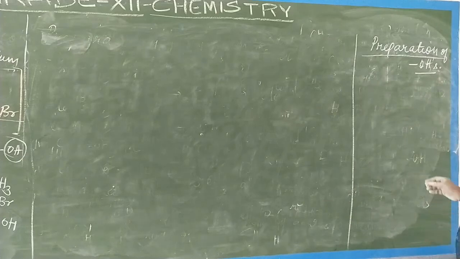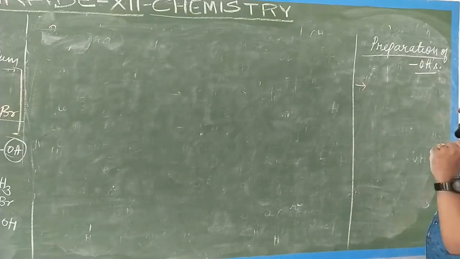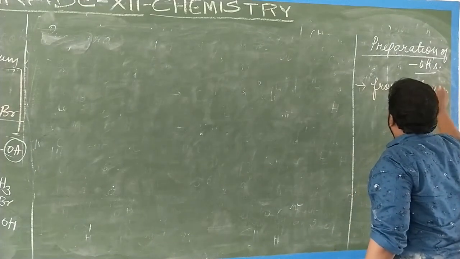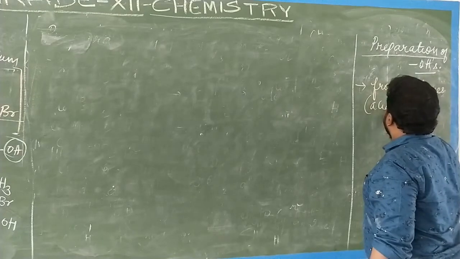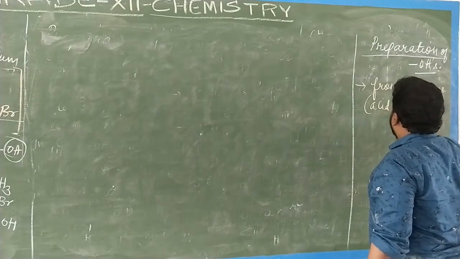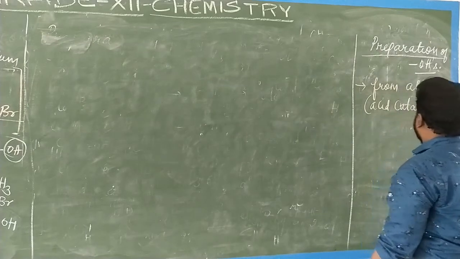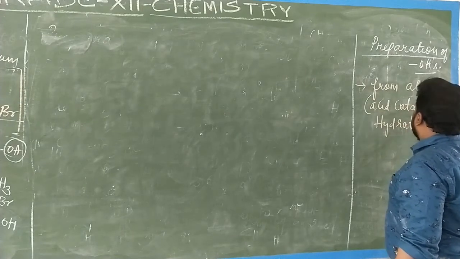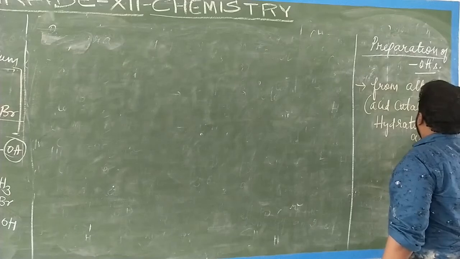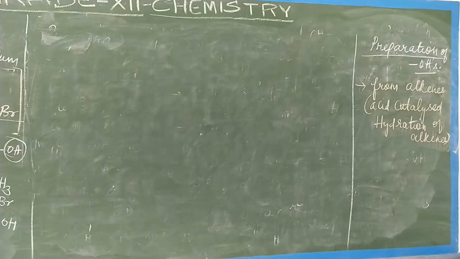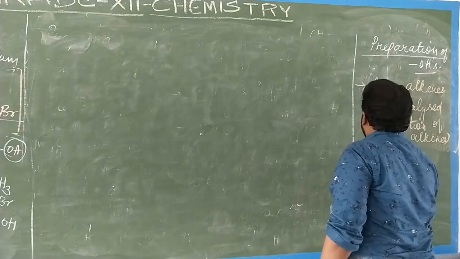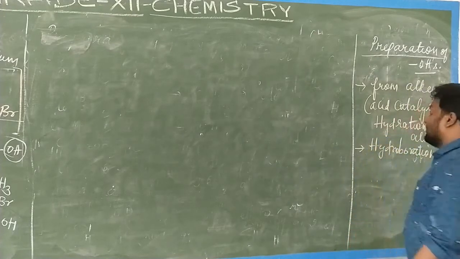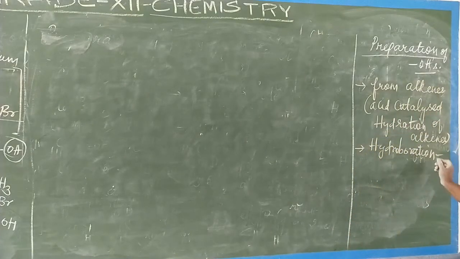So that you understand, I am writing again. First method of preparation: we study from alkenes, acid catalyzed hydration of alkenes. Hydration means addition of water. The second reaction we studied is hydroboration followed by aqueous sodium hydroxide and hydrogen peroxide, with hydroboration as the catalyst.